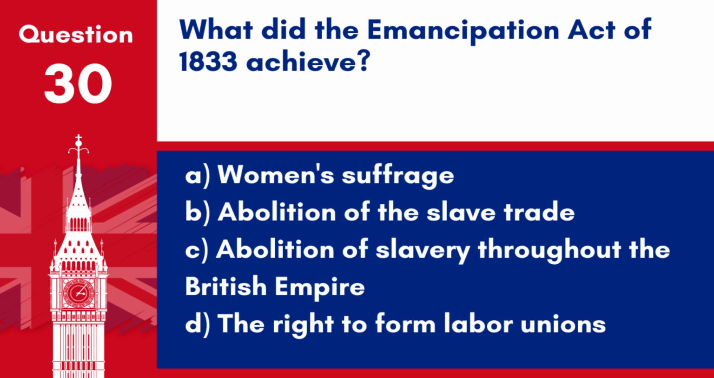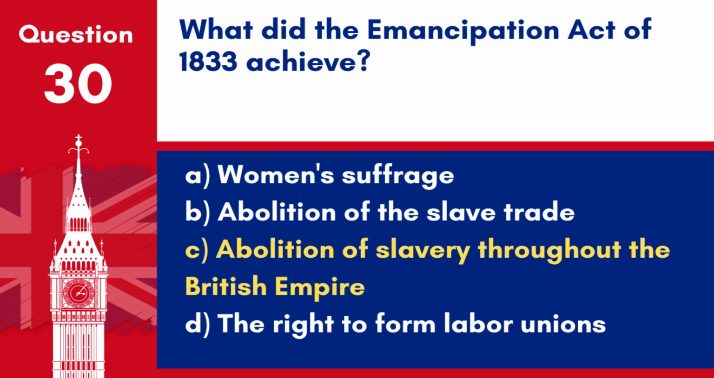Question 30. What did the Emancipation Act of 1833 achieve? A. Women's suffrage. B. Abolition of the slave trade. C. Abolition of slavery throughout the British Empire. D. The right to form labour unions.